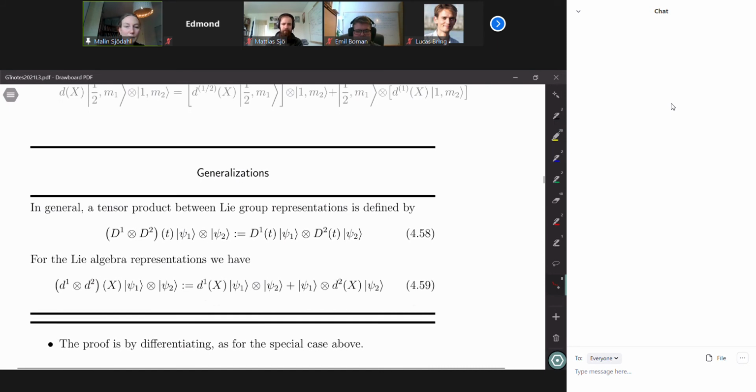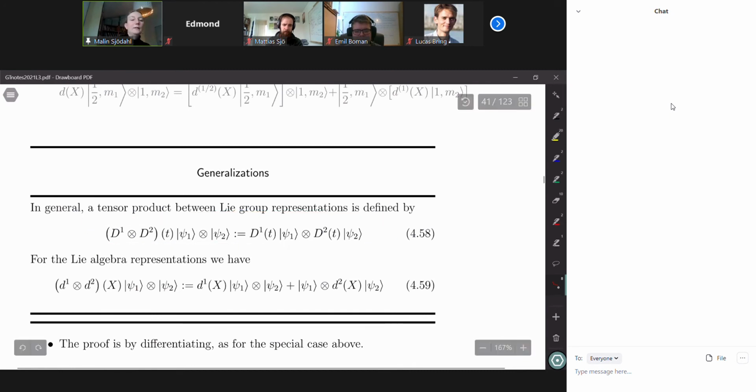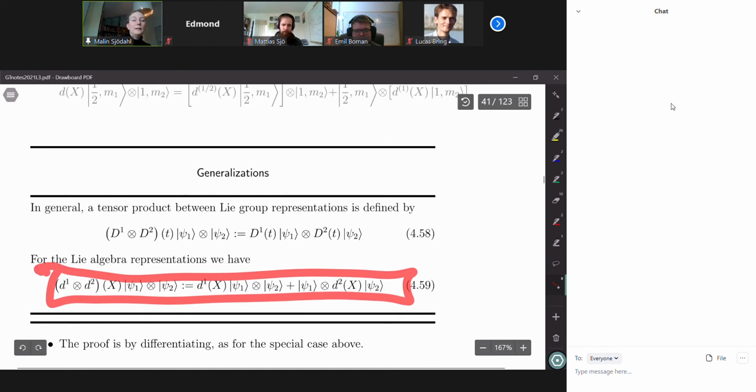So we can also generalize this. The generalization is that a tensor product between Lie groups and the representations is defined by t1 times t2 of some state psi1 times psi2, that is d1 of psi1 times d2 of psi2. Then this statement at the level of the group translates to this statement at the level of the algebra.